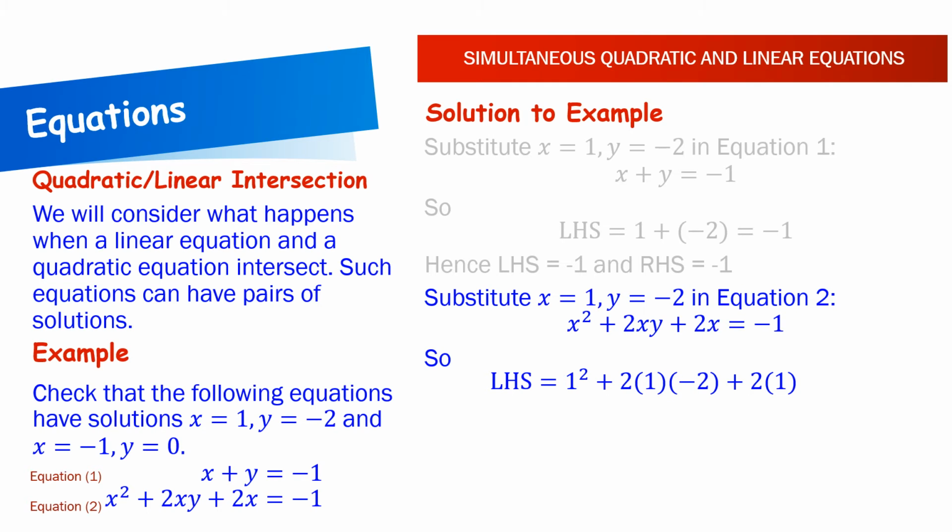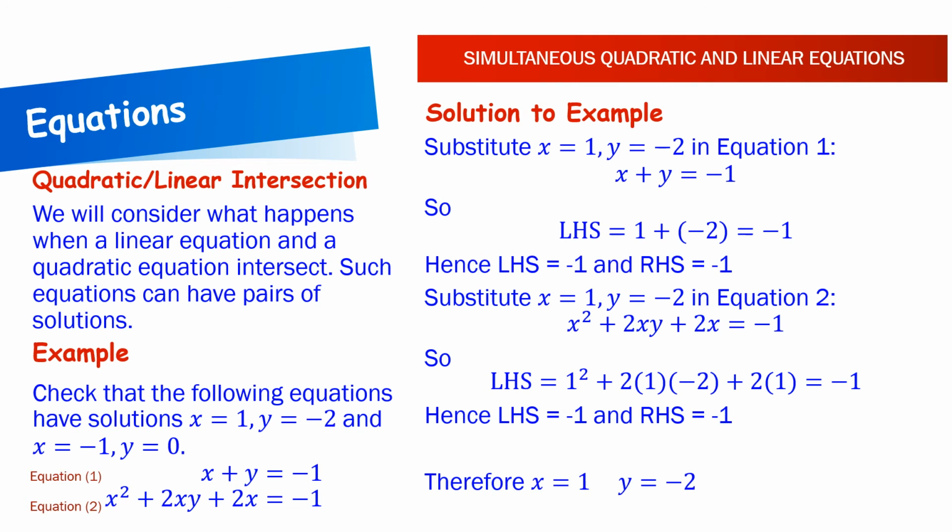The left-hand side equals 1 squared plus 2 times 1 times minus 2 plus 2 times 1 to give us that the left-hand side is equal to minus 1. Therefore, the left-hand side equals minus 1 and the right-hand side equals minus 1 in equation 2, as shown. Therefore, x equals 1 and y equals minus 2 is a solution of both pairs of equations.